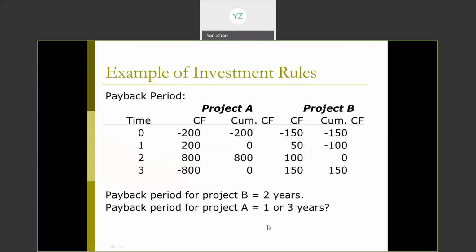In that case, whenever you see unconventional cash flows, meaning if there's a negative cash flow in the future, stop right there. Only use net present value as your investment decision. Never touch other investment decision tools, okay? When you have unconventional cash flows, net present value is the only thing you use.